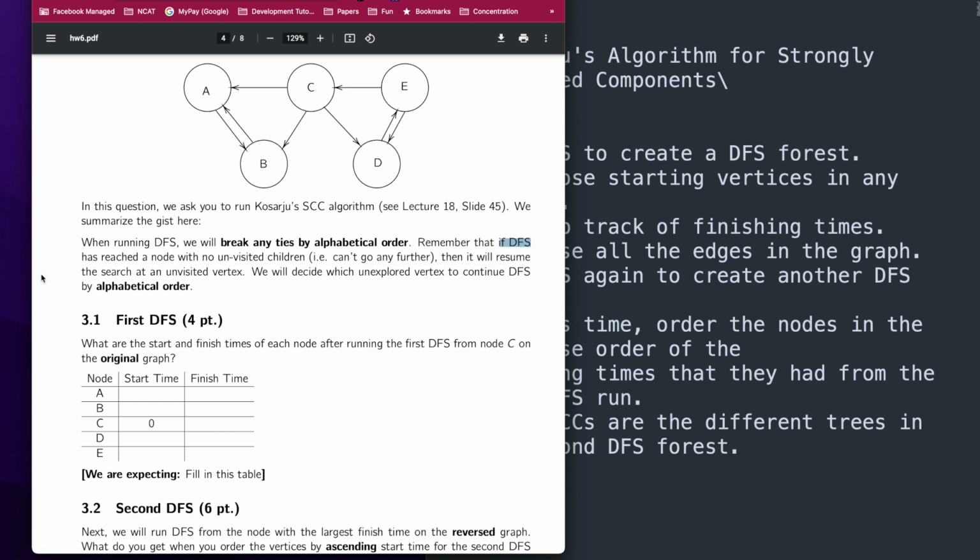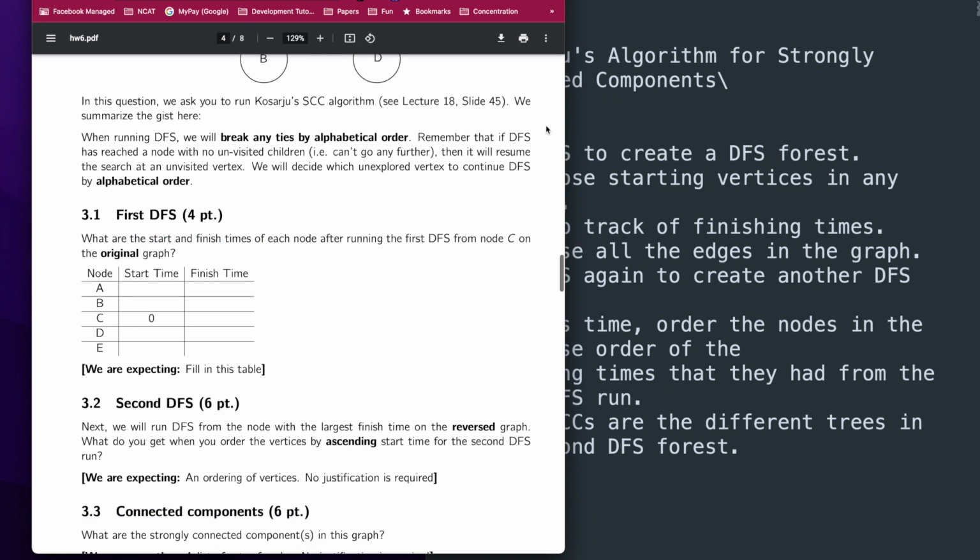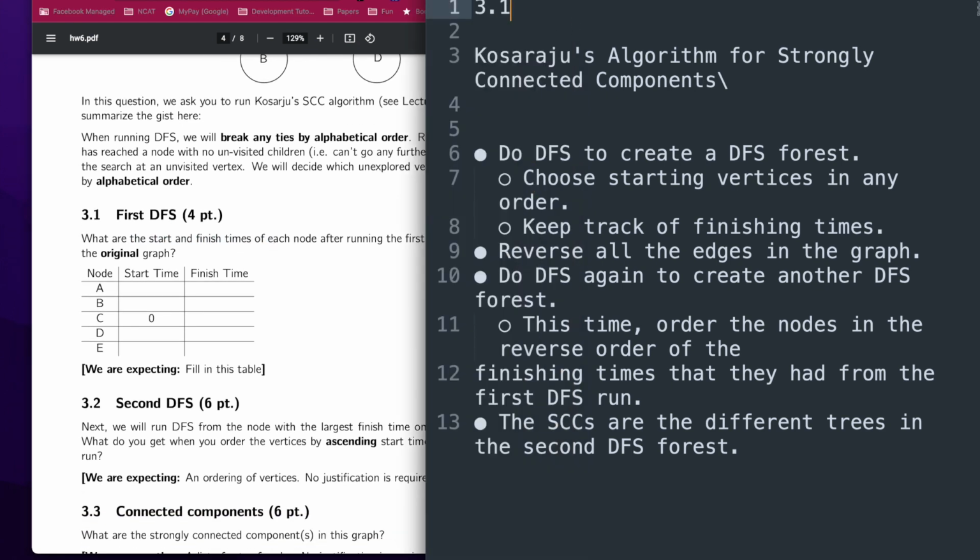And as well, we are asked to remember that if DFS has reached a node with no unvisited children, so it can't go any further, then it will resume the search at an unvisited vertex, okay? So we'll decide which unexplored vertex to continue DFS by alphabetical order. So basically, anytime you have to make a decision about what vertex to go to next that is not obvious, then you would do them in alphabetical order. So let's walk through here. Question 3.1 actually runs us through the first part of Kosaraju's algorithm, which is to do DFS and keep track of the finishing times.